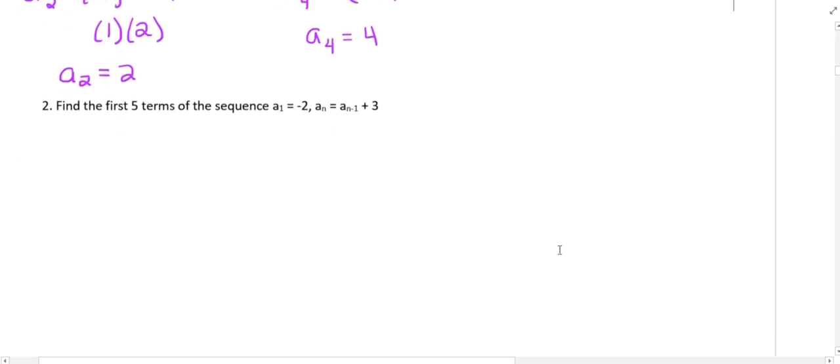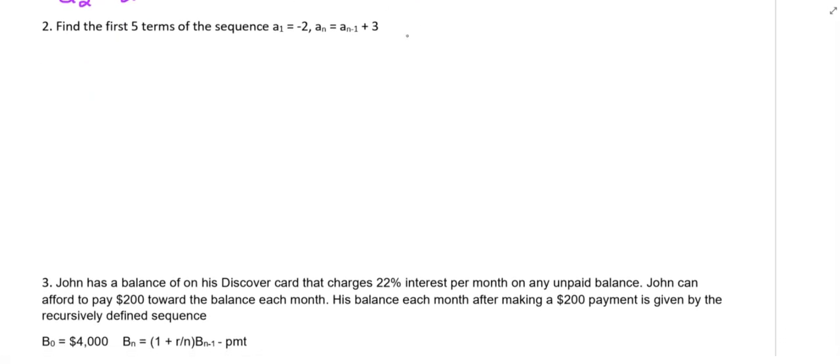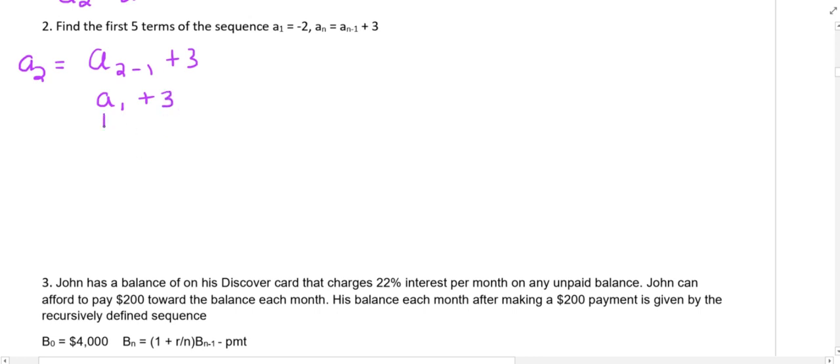So let's go through here. We have the first 5 terms of the sequence. A sub 1 is negative 2, so let's go straight to a sub 2. That's going to be a sub 2 minus 1 plus 3, so this is a sub 1 plus 3. A sub 1 is negative 2, so this will be negative 2 plus 3. So it's going to give us an a sub 2 of positive 1.